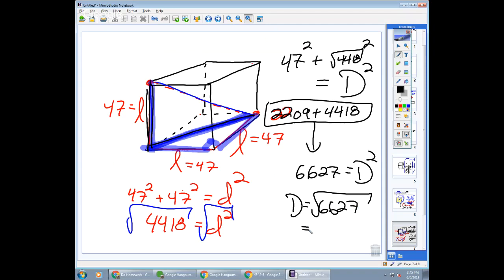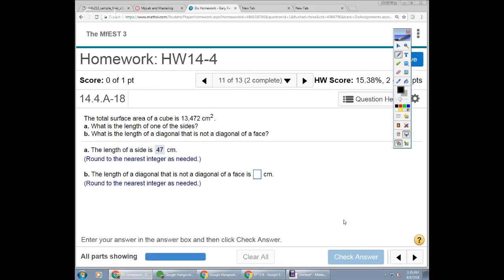81. 81? That seems reasonable. This is about 50, that's about 50, that's 80-ish. Yeah, seems reasonable. It's not too far out of line. So let's see if the computer likes it. And we're going to actually, no, let's check it a different way.